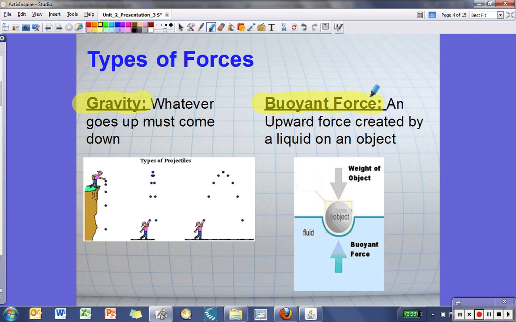Now it doesn't keep going up because gravity is also pulling it downwards. So you see that the buoyant force is always pushing on it. Even if something sinks, there's still a buoyant force going upwards. It just means that gravity is pulling the object down stronger than the liquid is pushing up on it. That's the reason why certain things sink. But we'll talk more about that in Unit 3. Unit 3 is more about buoyant force and stuff.